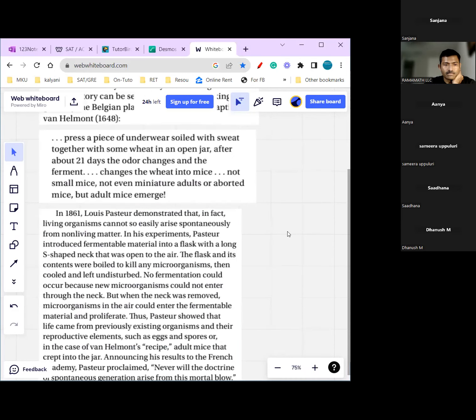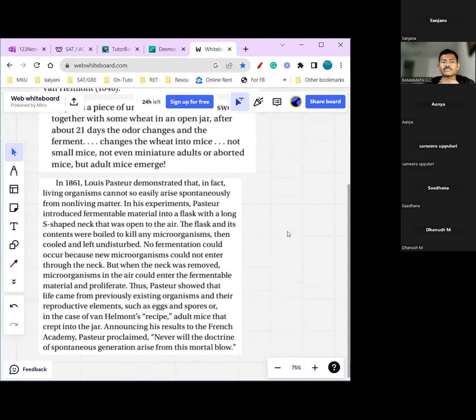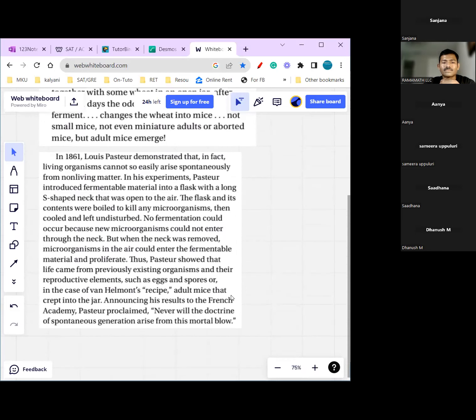Press a piece of underwear soiled with sweat together with some wheat in an open jar. After about 21 days, the odor changes and the ferment changes the wheat into mice. Not small mice, not even miniature adults or aborted mice, but adult mice emerge.